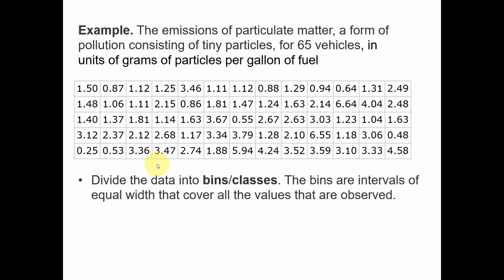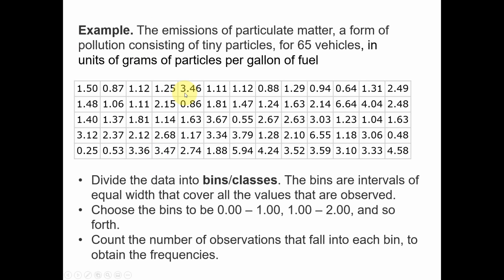Reverting back to chapter 1 material using histograms, we can divide the data into bins and classes. The bins, obviously we know, are intervals of equal width that cover all the values that are observed. We can choose the bins to be from 0 to 1, 1 to 2, or we can make it 0 to 0.5, 0.5 to 1. It just matters that there's a good moderation between too narrow and too wide. And we count the number of observations that fall into each bin to obtain the frequencies.